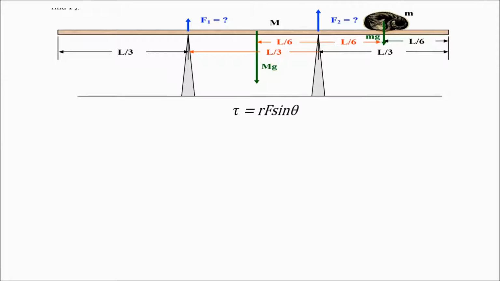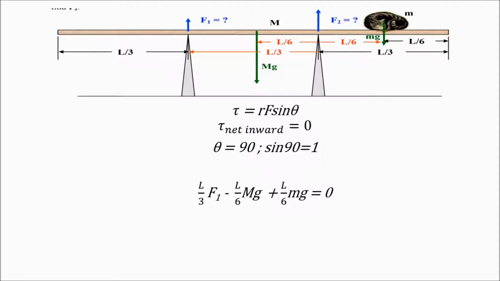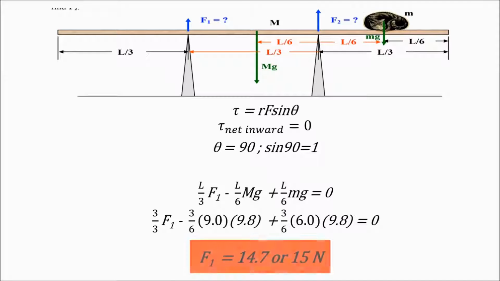Let's apply the torque equation around the right-hand sawhorse contact point. Torque net inward is equal to 0. In this example the angle is 90, so sine 90 is equal to 1. So the equation is 1/3 length times F1 minus 1/6 length times the mass of the plank times gravity plus 1/6 length times the mass of the cat times gravity is equal to 0. Substituting the values, the magnitude of F1 is equal to 14.7 newtons or 15 newtons in correct significant figures.